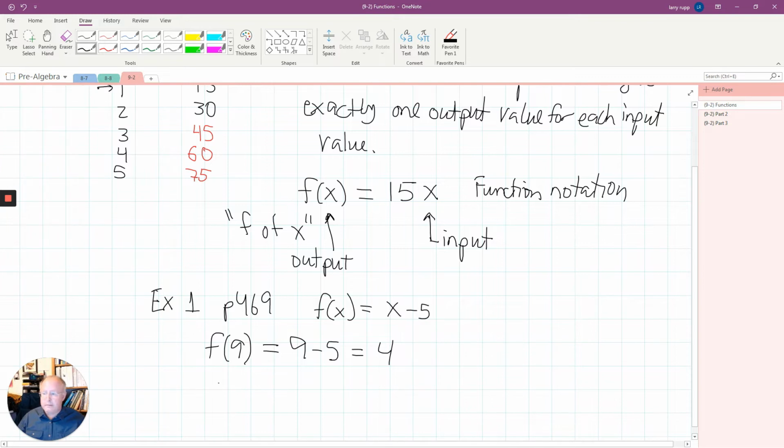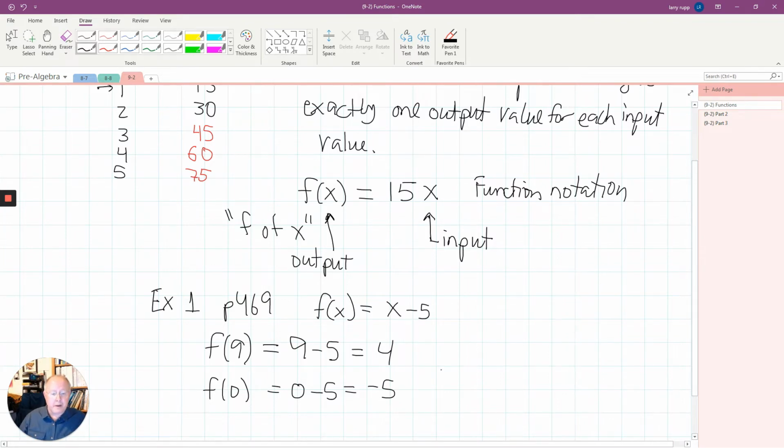Okay, let's do a really quick different one. What's f of 0? Well, you put a 0 where the x is. X minus 5 becomes 0 minus 5. That would be negative 5.